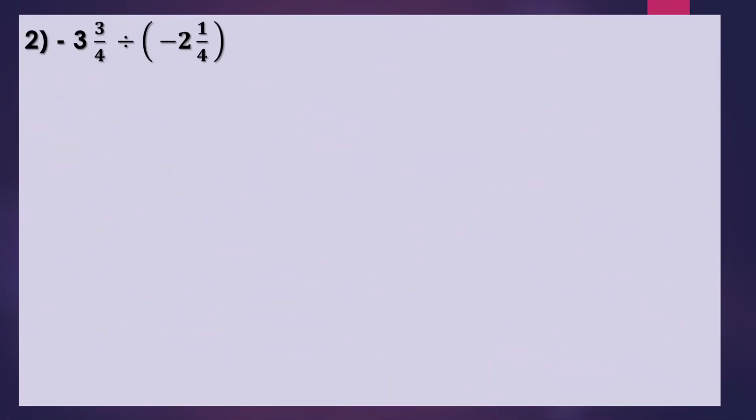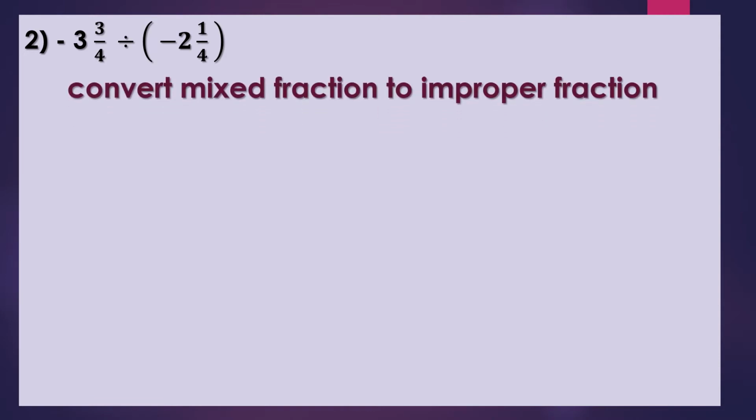Next, negative 3 3/4 divided by negative 2 1/4. We studied before to convert the mixed fraction to an improper fraction before any operation of dividing or multiplying, as follows. Yes, converting the mixed fractions to improper fractions, we have 15/4 divided by 9/4, and negative divided by negative will also equal positive. 15/4 divided by 9/4 will equal 15/4 times 4/9, which is equal to 5/3 in the simplest form.